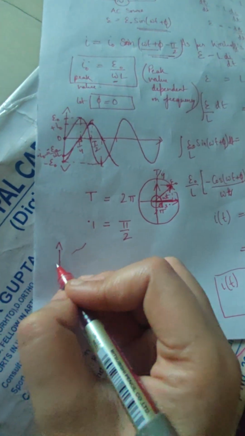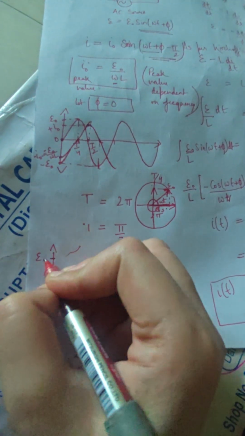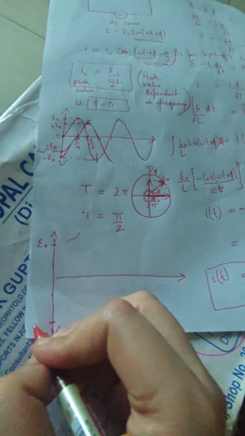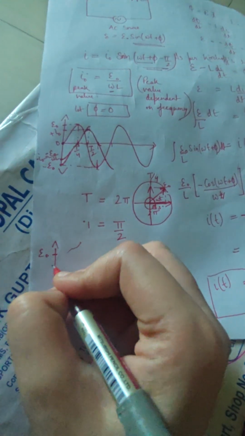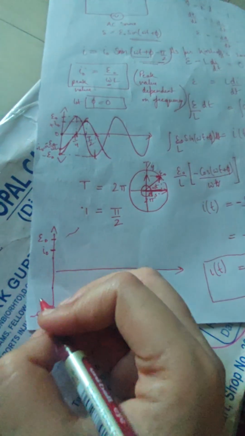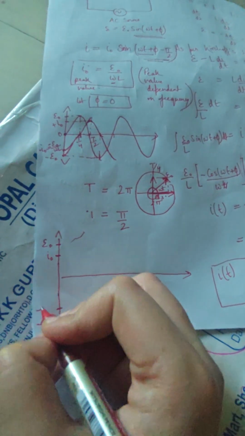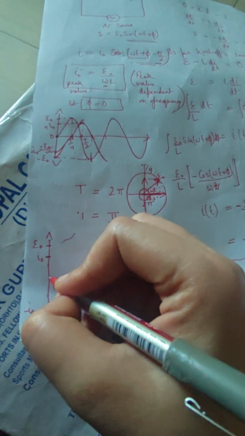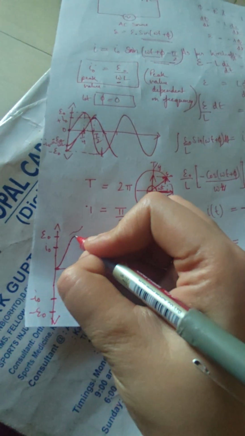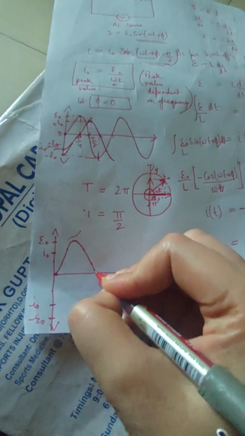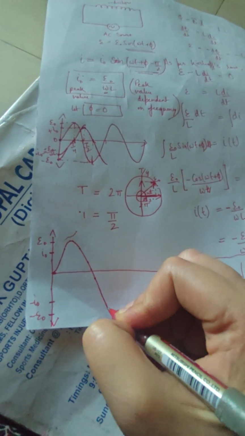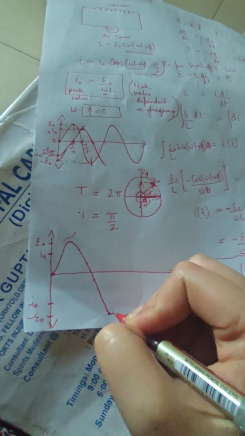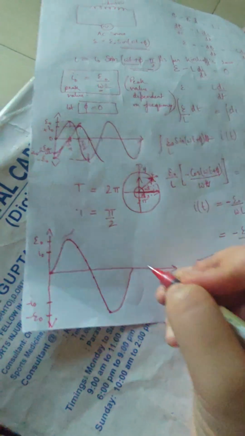So here, let's say this is my E naught and this is my minus E naught, and this is I naught and this is minus I naught. If at t equal to 0 my EMF reaches its maximum value like this, then reduces, then goes in the opposite direction, this is how the cycle is completed.